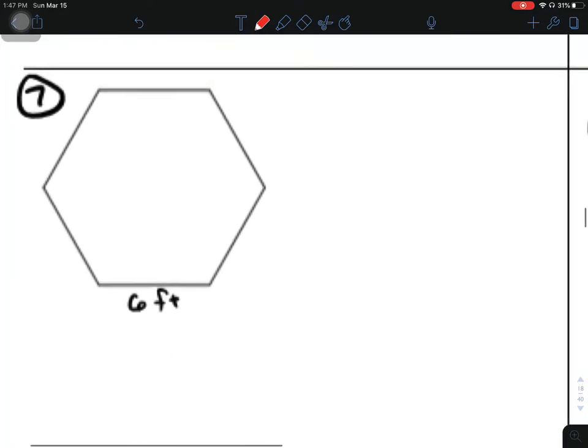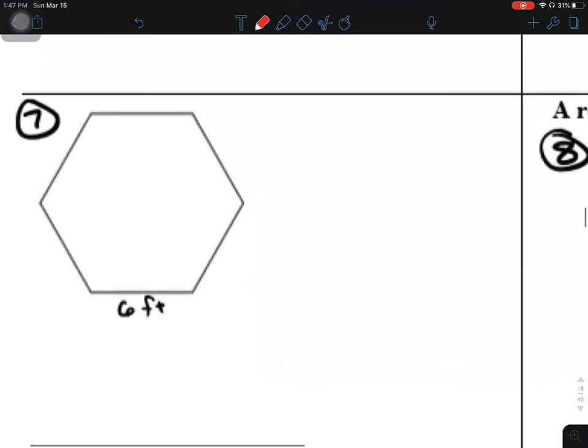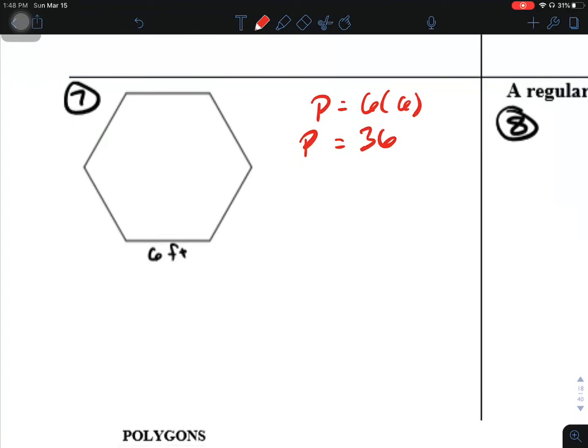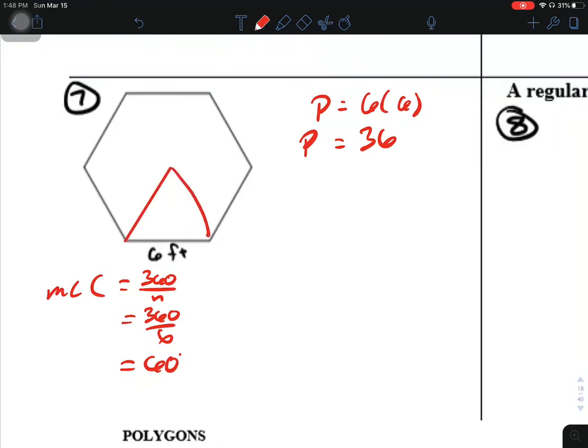Number 7. The directions said the irregular figure. This is a hexagon. Perimeter is going to be pretty easy. 6 times the number of sides, so the perimeter is 36. Since we don't know the apothem, let's find the measure of a central angle, which is 360 divided by n. N is 6. 60 degrees is the central angle. The apothem always cuts a central angle in half, which makes that 30.